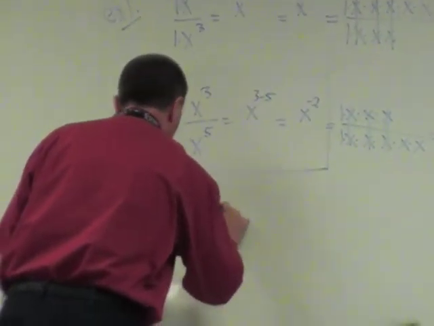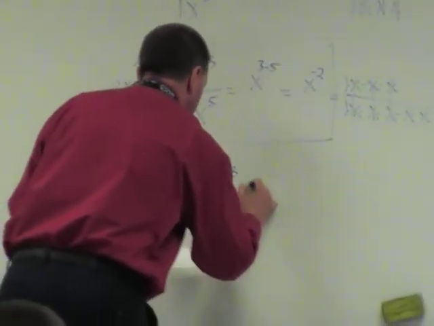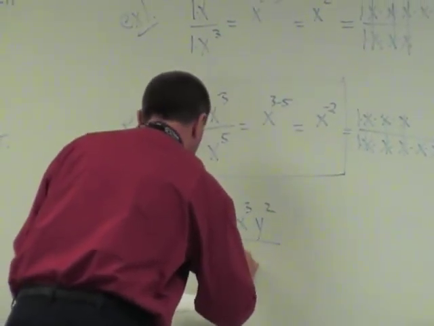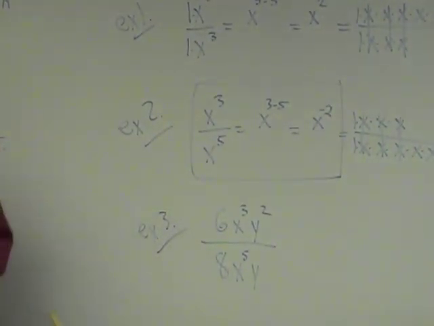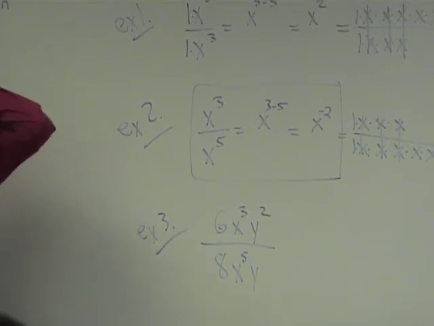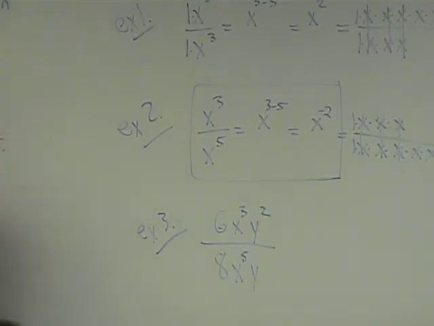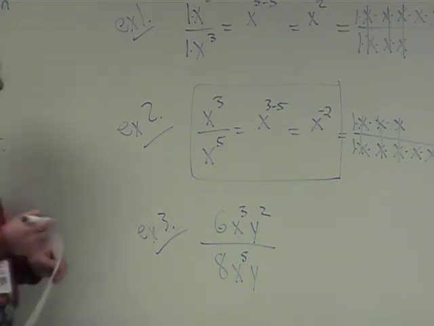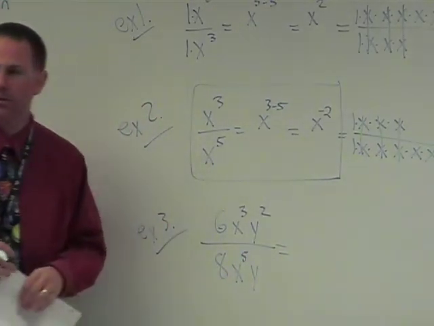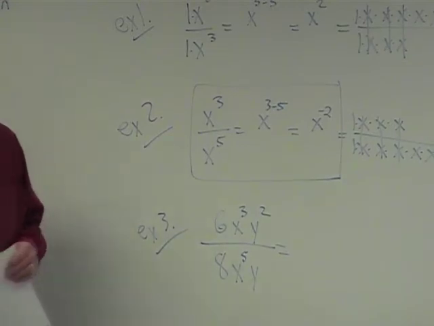So, example 3. Here's a little bit more difficult one. 6x cubed y squared all over 8x to the 5th y. Alright, so that's a more commonly looking problem than just what we have. So what do we do with the 6 and the 8? What do you think? Lauren? Reduce them. Reduce 6 and 8. What do you get when you reduce 6 and 8? 3 and 4. 3/4. Alright?